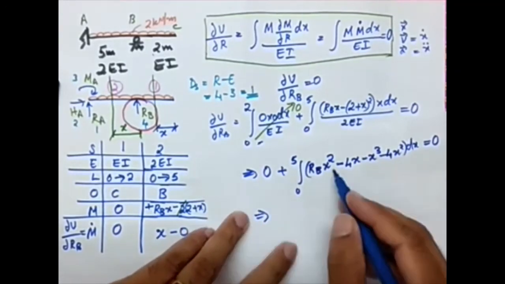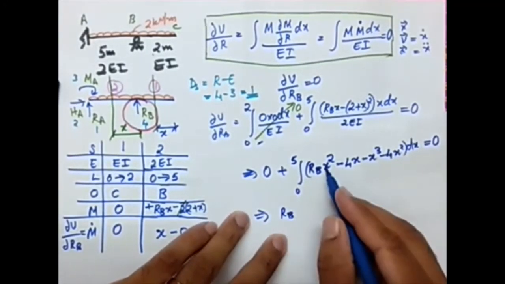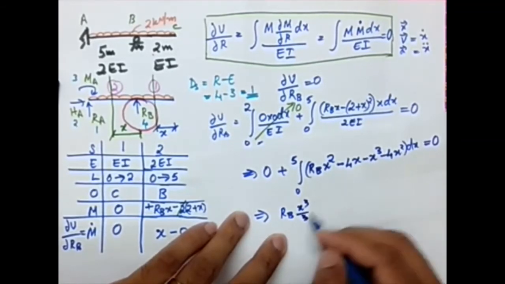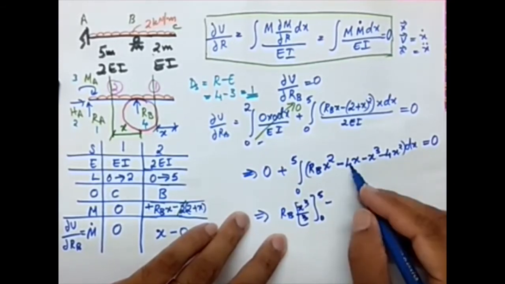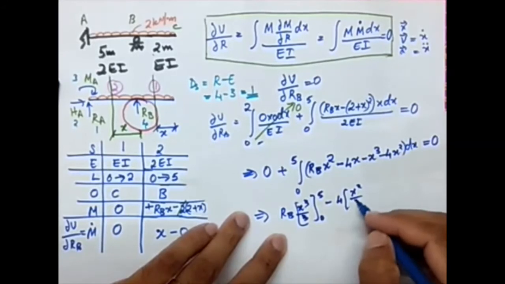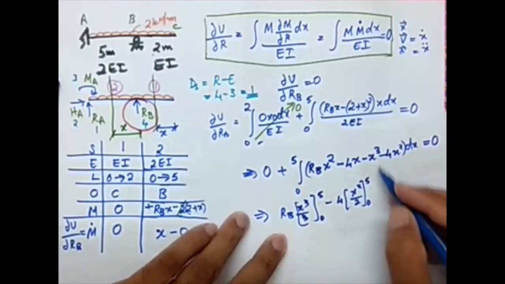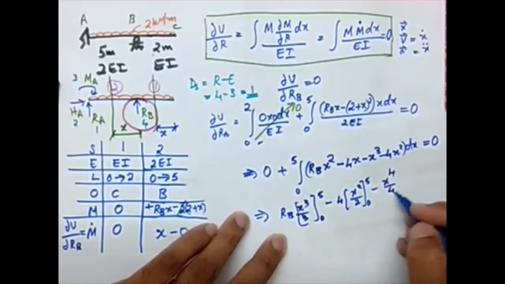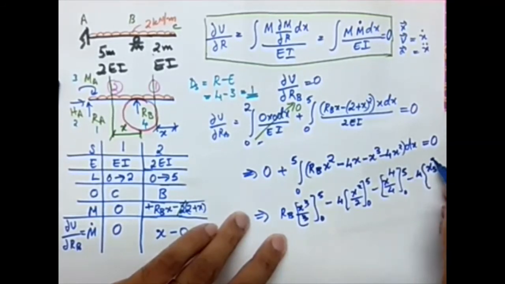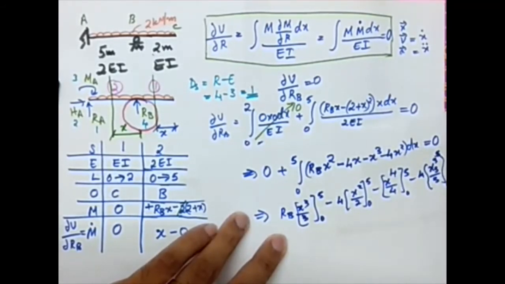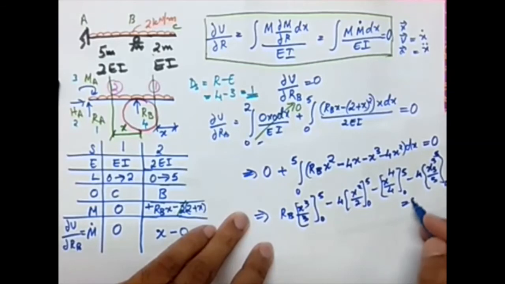Now what will this become? RB integral of x square dx, that is x cube by 3 in the limit 0 to 5. This will be 4x, so 4x square by 2 within the limit 0 to 5. x cube becomes x raised to 4 by 4 in the limit 0 to 5. And 4x square becomes 4x cube by 3 in the limit 0 to 5. Okay, this can be equated to 0.